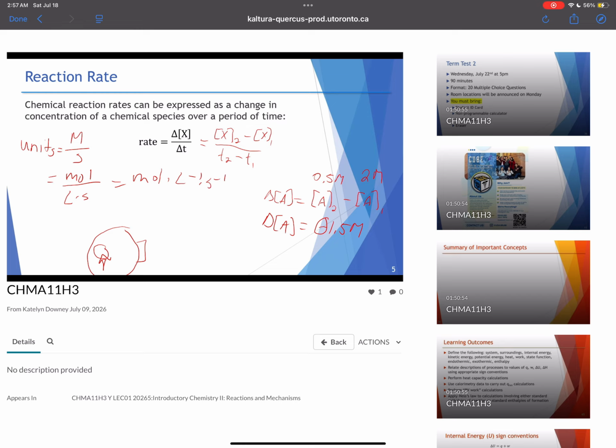It's important that you know how to write out the units, and you can go between these different ways of writing it, where you have just a big M for moles per liter, or you actually have moles and liters written out, and you also know what the negative ones mean. You need to be able to go between these 3. This is important, okay? You need to know your units.